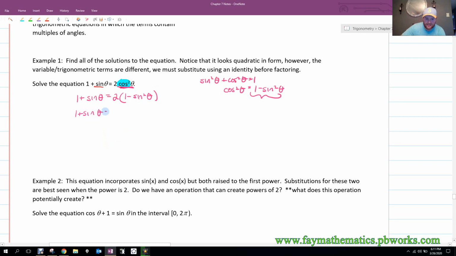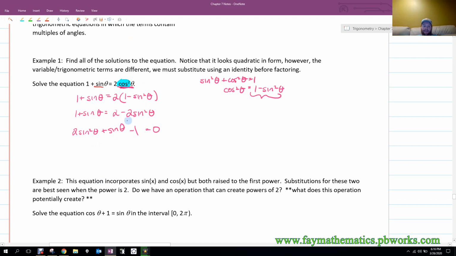just do the algebra that is here, take that 2 through, so 2 minus 2 sine squared theta. Now it's just a matter of getting everything on one side, because now it's quadratic in nature, so I'll add 2 sine squared to both sides. We'll have then plus sine of theta, and then when I move that 2 over, it'd be minus 1, equals then 0.